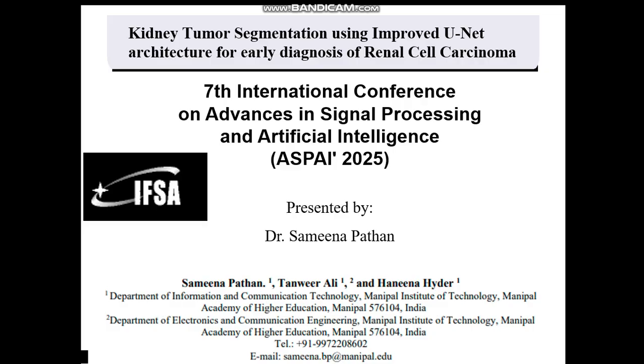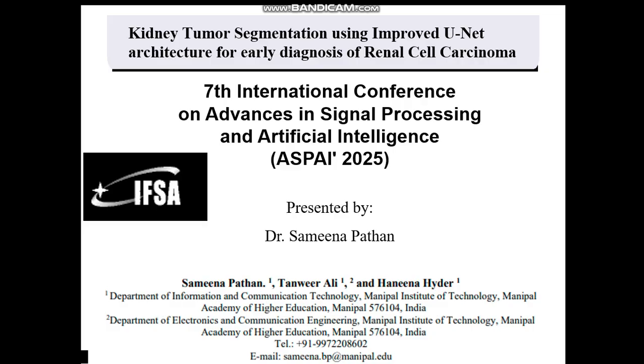Hello, everyone. This is Dr. Samina Patan, and I'm here to present my paper on kidney tumor segmentation using improved UNET architecture for early diagnosis of renal cell carcinoma for the 7th International Conference on Advances in Signal Processing and Artificial Intelligence. The paper is co-authored by two more authors, Dr. Tanveer Ali and Hanina Haider. We are from Manipal Institute of Technology, Manipal, India.